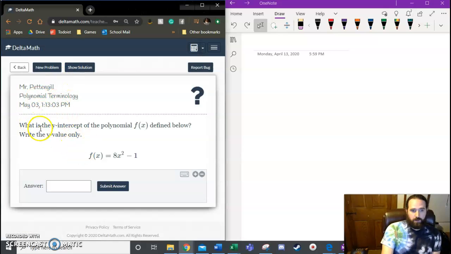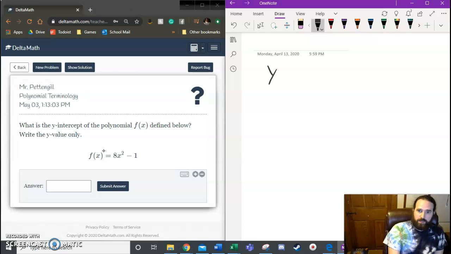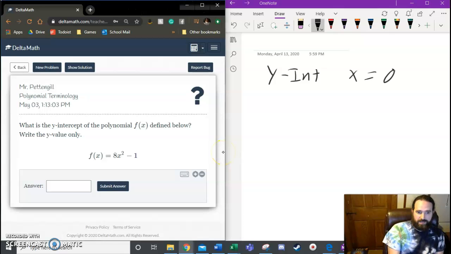Polynomial terminology. What is the y-intercept of the polynomial f of x defined below? Write the y value only. What they're literally asking for here is what's the y-intercept? We should always remember that a y-intercept is when x equals 0. So a y-intercept, x equals 0.